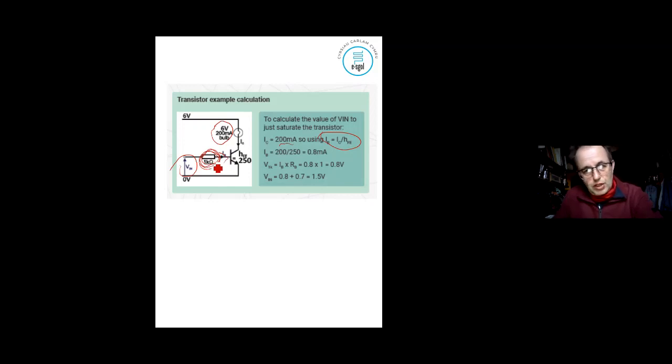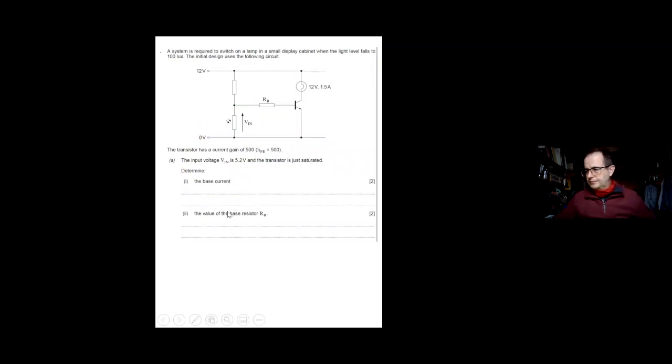Once you know the voltage which is across that base resistor, add 0.7 to it. If you add the 0.7, because that's what's needed to switch the transistor on, you can then work out what voltage will make it saturate. So let's look at an example.